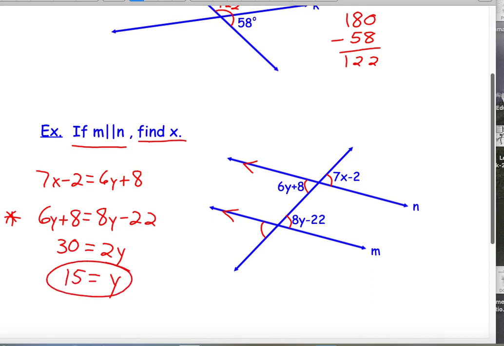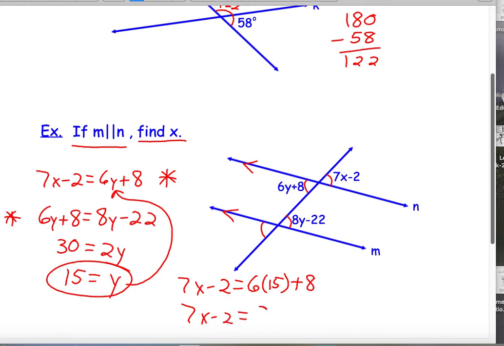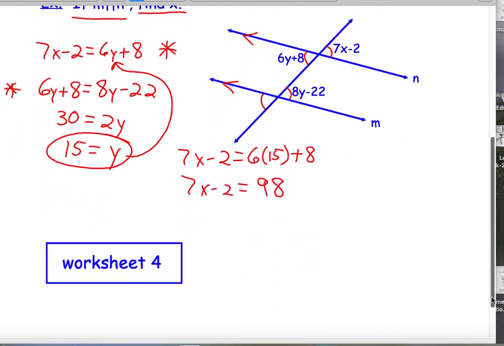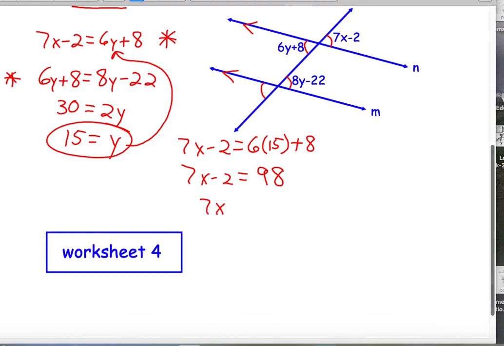Now, it said find x, so I'm not done. But now that I know y is 15, now I can use this equation. And I'll plug 15 in for y. So I'm going to have 7x minus 2 equals 6 times 15 plus 8. So 7x minus 2 equals 98, if I simplify that. And then I can add 2 to both sides. 7x equals 100. And so divide by 7, I get x equals 100 over 7, which is some decimal number, so I'll just leave it as a fraction, 100 over 7.